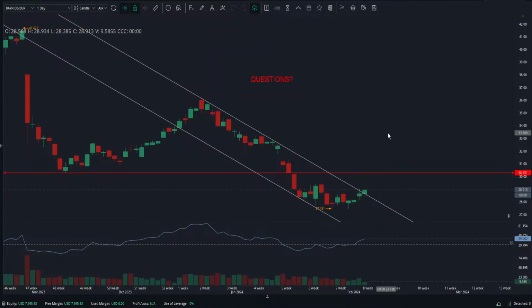Last is Bain. We are not buying this, we are not selling this, I don't know why I added it. But yes, if you have any questions about the pairs that we have just talked about, please feel free to ask me in the chat box. I will be waiting for a minute for your questions. If no questions pop up, then I will be wrapping up the session.